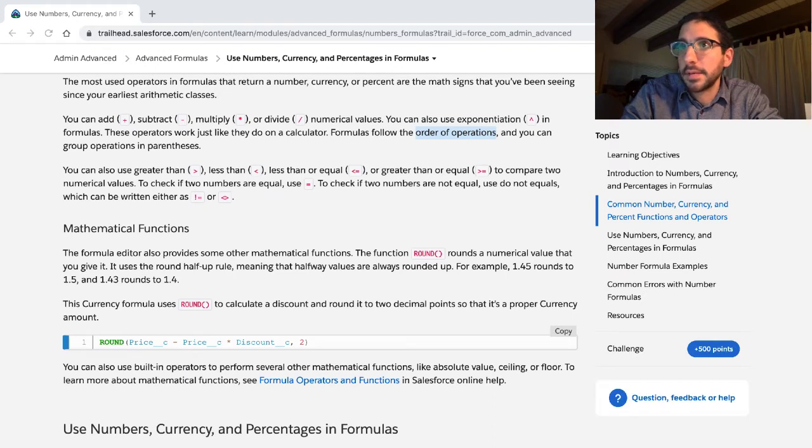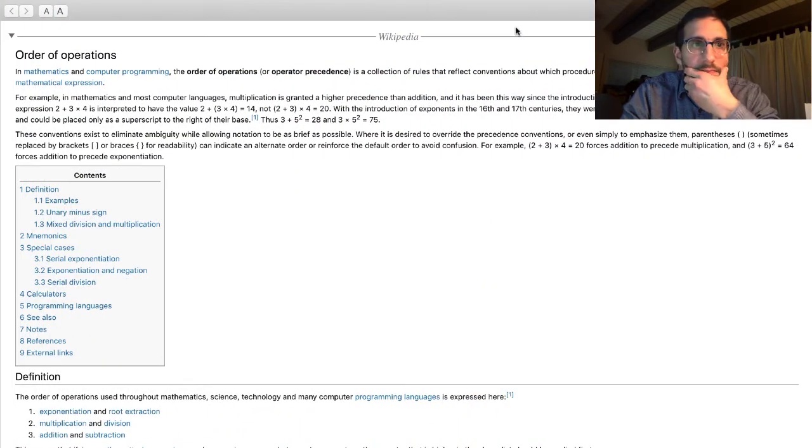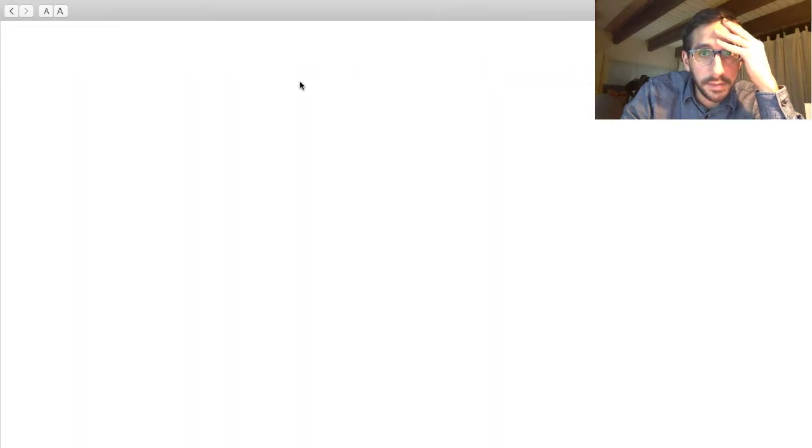Why are you opening in that window? I want you open. Let's see if we can do this. Okay. Collection of rules that reflect conventions about which procedures to perform first in order to evaluate a given... What did I just click on?